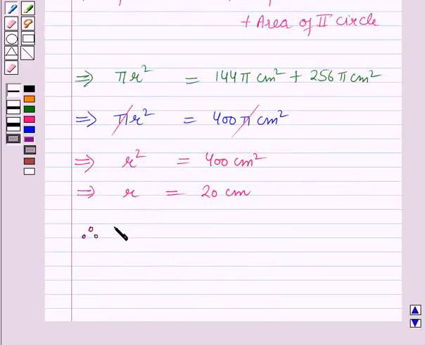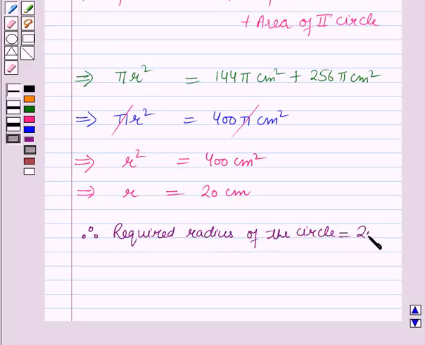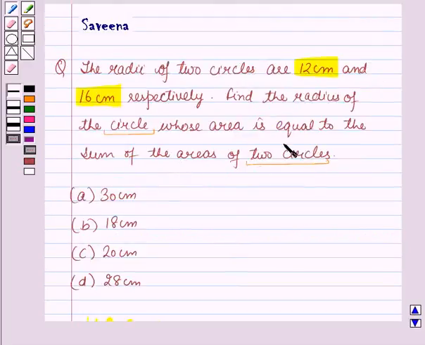Therefore, the required radius of the circle is equal to 20 cm. So the answer for this question is option C, which is equal to 20 centimeters.